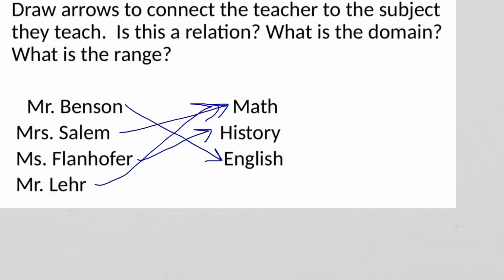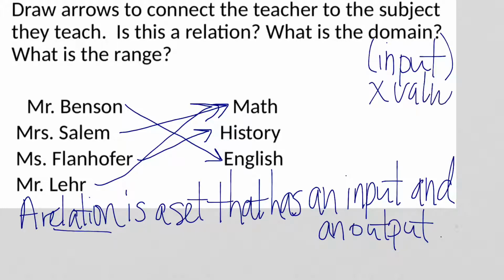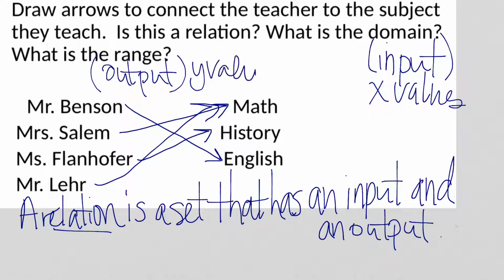My question is this: is this lovely thing a relation? Well, what is a relation? A relation is a set that has an input and an output. And an input of a relation is the domain. Your input is the domain. That's your X values. Here it's just the names of the teachers. Our range is our output, or our Y values. And these Y values are the subjects that the teachers teach.